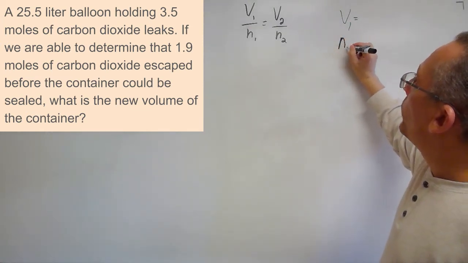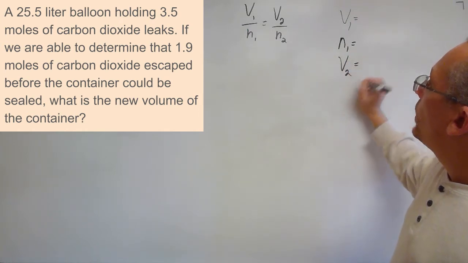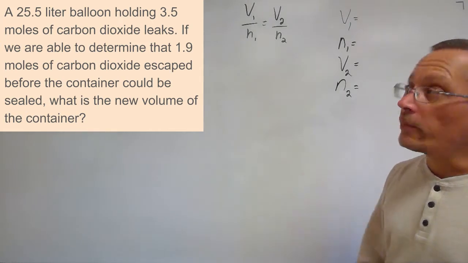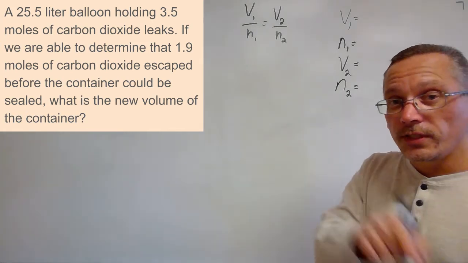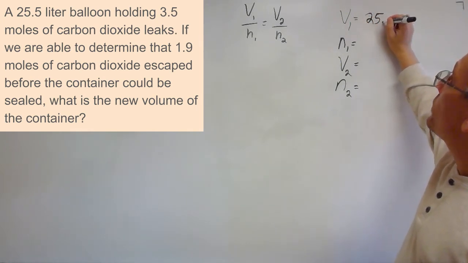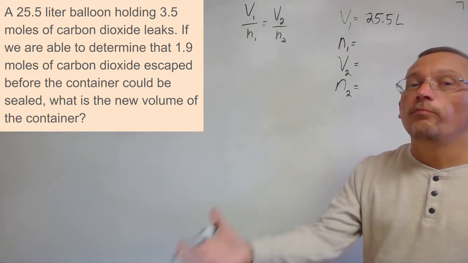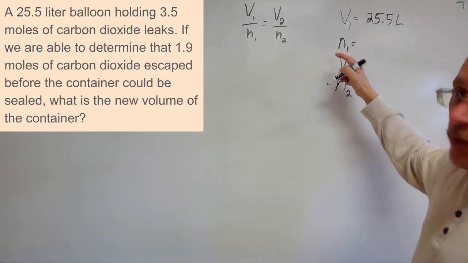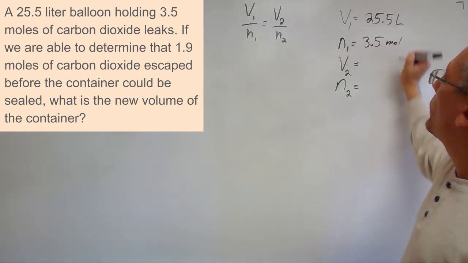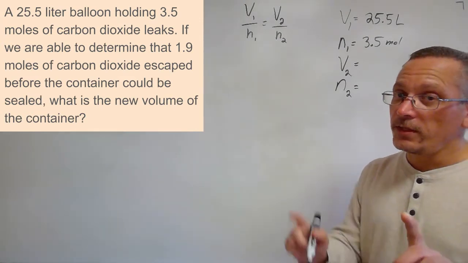Okay, so in this problem, we've got a volume 1 we need to figure out. We've got a number of moles, 1. We've got a volume 2. And we've got a number of moles, 2. Okay, let's take a look at the problem. The first number I see, 25.5 liters, that's obviously a volume. So it's in liters. Okay, and then it says that's 3.5 moles. So that is N1, 3.5 moles.